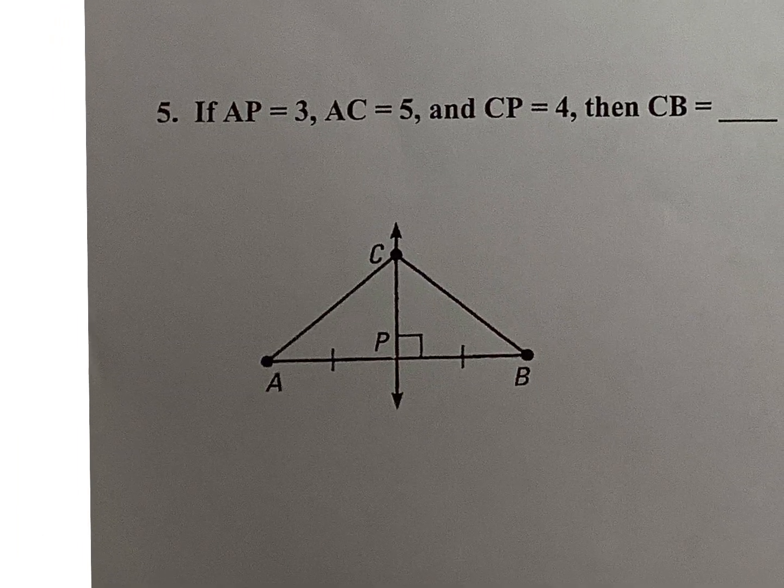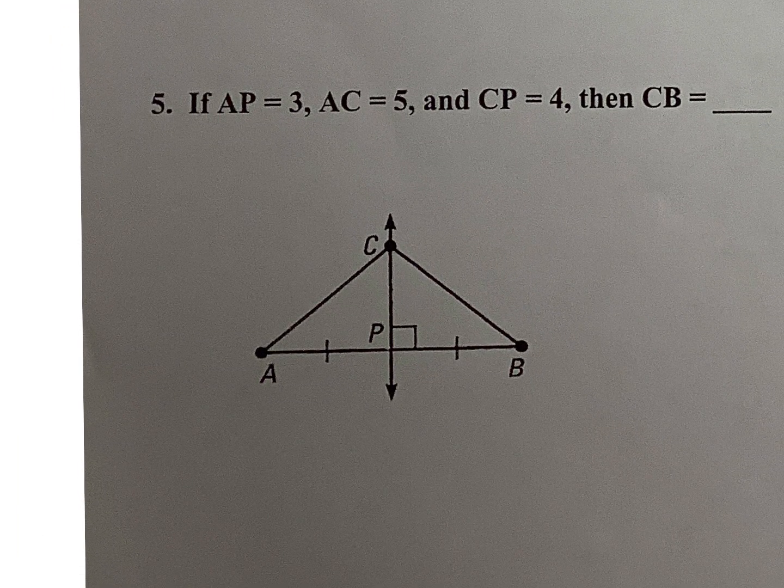All right, let's mark our picture here with what they've told us. AP is 3, and if AP is 3, PB must be 3 because of that little hash mark there. AC is 5, and CP is 4. So it wants to know what CB is.